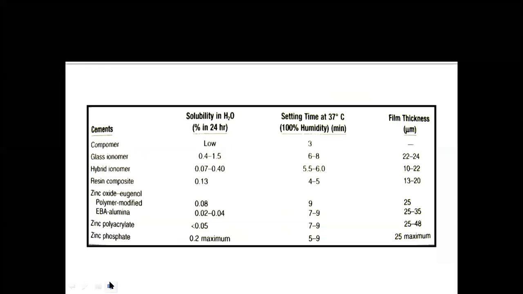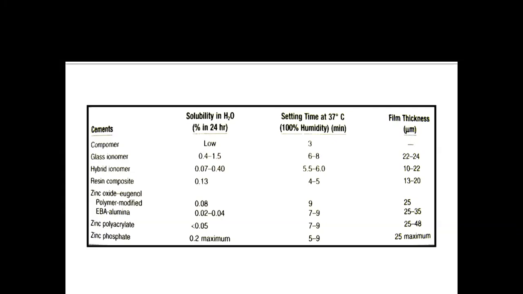Now, solubility in water. Okay, this is one question. What is the solubility in descending order or ascending order? Okay, these types of questions will come. Which has the least solubility? Which has the highest solubility? Okay. Now, if you see all of them here, they have given compomer, they have given glass ionomer, they have given hybrid ionomer, they have given resin composite or the resin cements, they have given zinc oxide eugenol, that is polymer modified, and EBA. Then you have zinc polyacrylate, okay, and zinc phosphate.